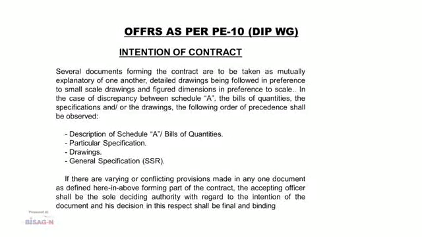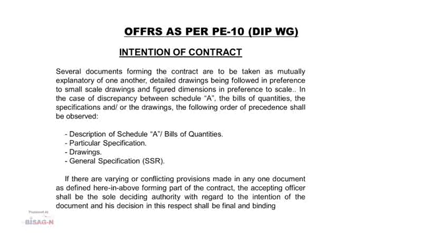One of the procedures involved in giving decisions by the accepting officer is the intention of the contract. Several documents forming the contract are to be taken as mutually explanatory to one another, detailed drawings being followed in preference to scale drawings, and figure dimensions in preference to scale.